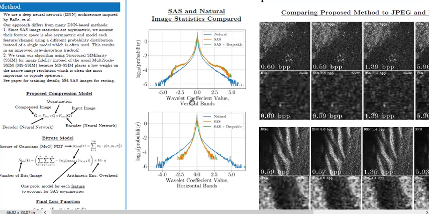We see here the wavelet coefficients for the vertical and horizontal bands of SAS imagery along with natural imagery. We notice two specific differences between the SAS and natural images. One, the SAS statistics have asymmetric tails between the vertical and horizontal bands. And two, the distribution of natural imagery has a much more defined peak than the SAS imagery. We will account for these important differences in our method.